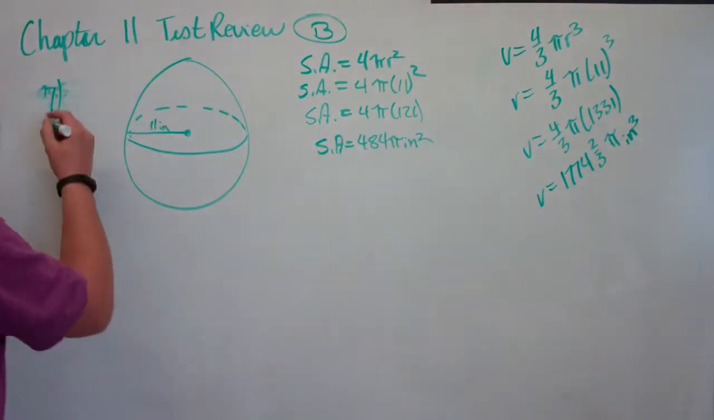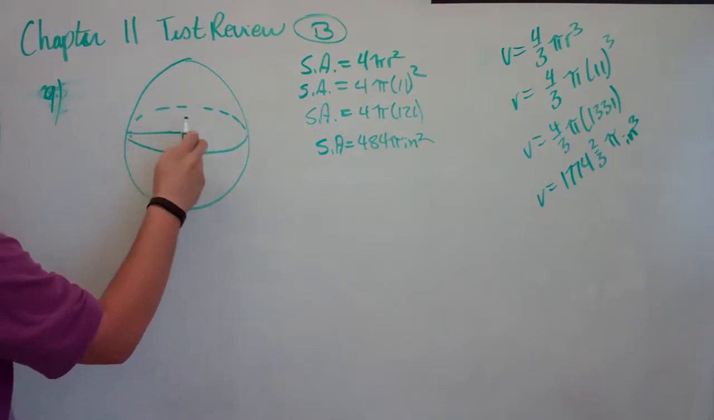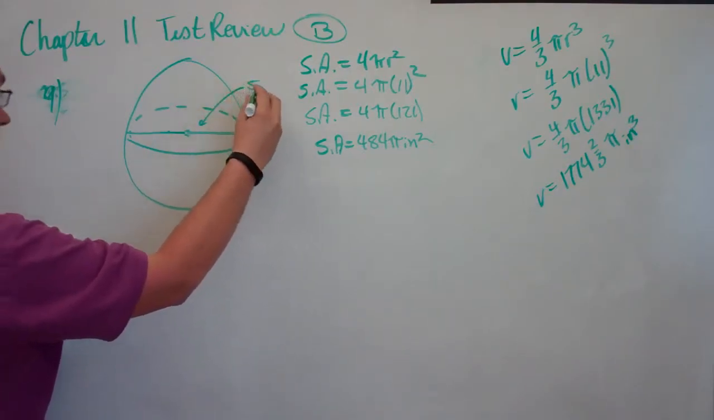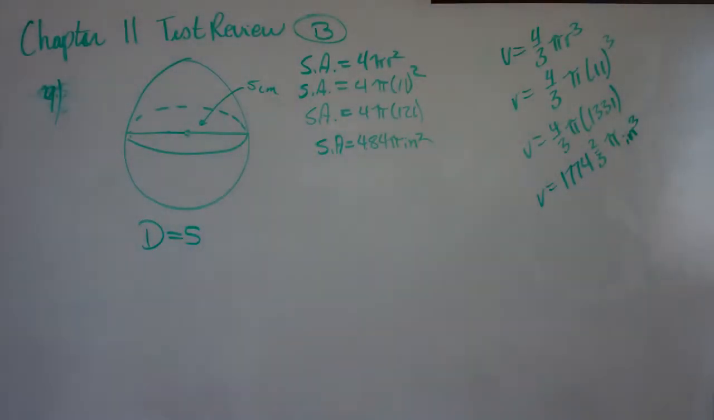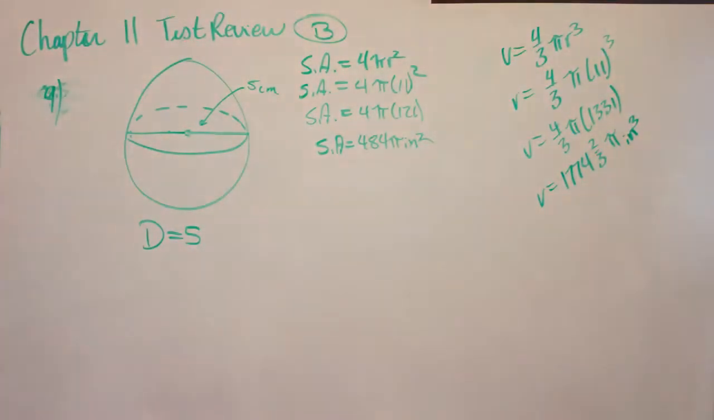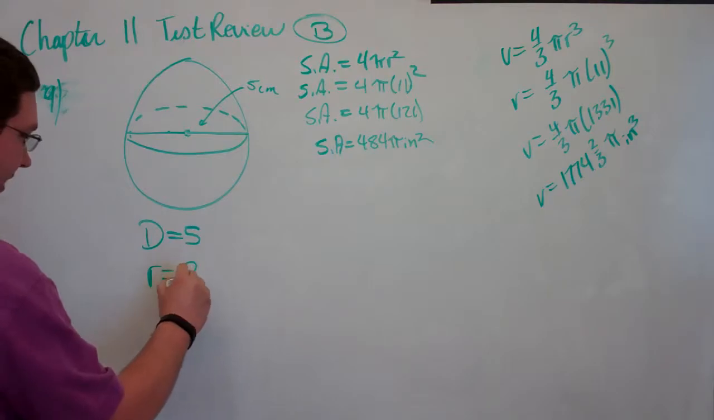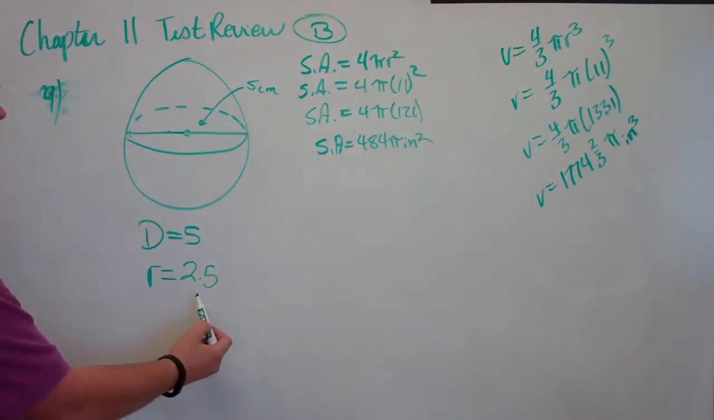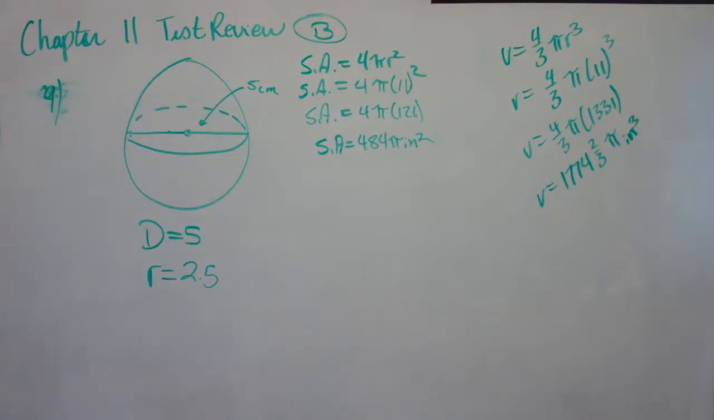Now, if you look at number 9, the only difference is this. They put 5 centimeters here. Well, that's a diameter. The diameter is 5 centimeters. So what we want to find is the radius. Well, the radius is simply half of 5, which is 2.5. So now instead of using 11 here, you're going to use the 2.5. And the same thing here. Instead of using 11, you're going to use the 2.5. But you're still going to do the problem the same way. You just plug it into your formula.